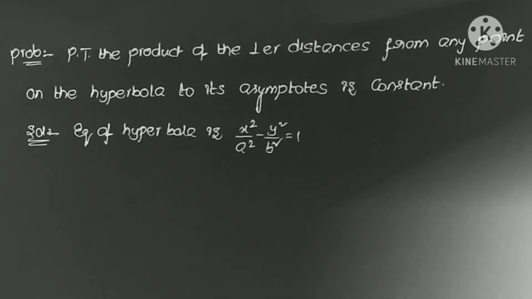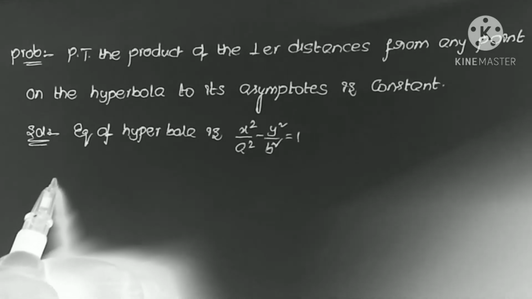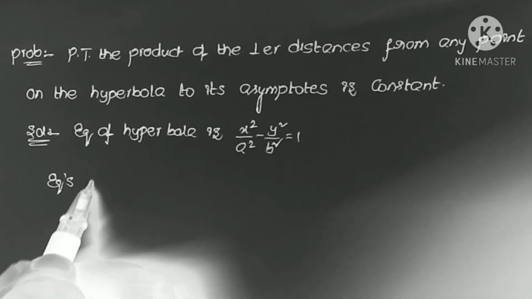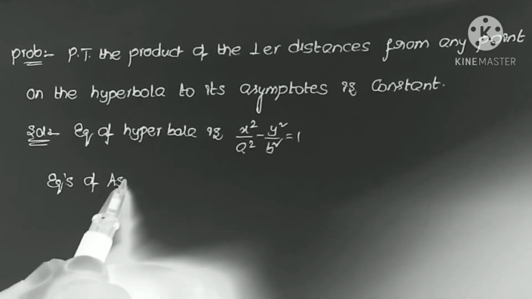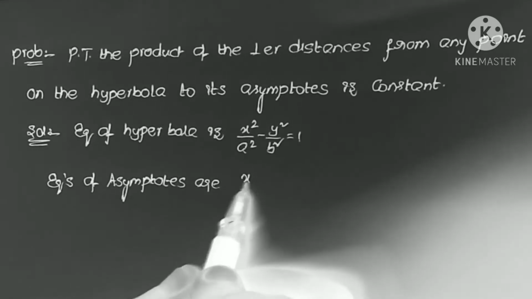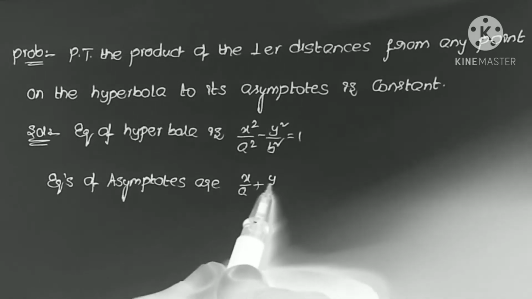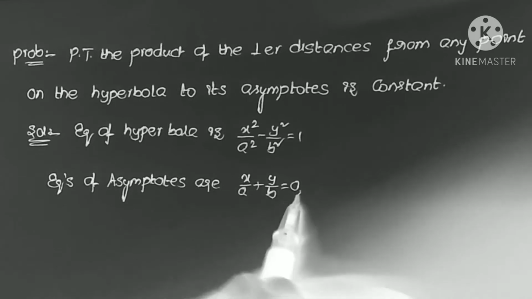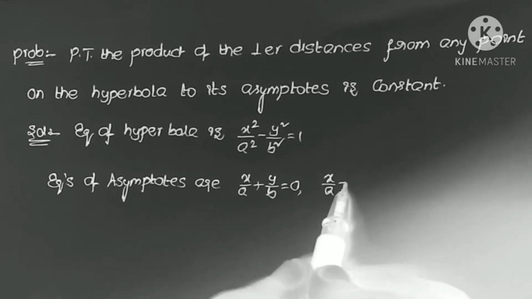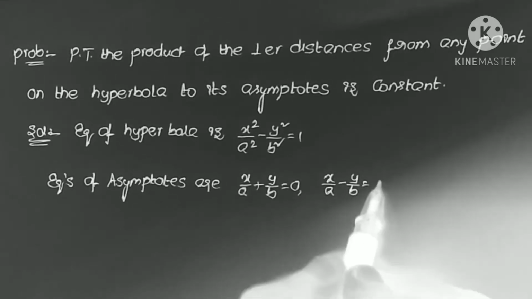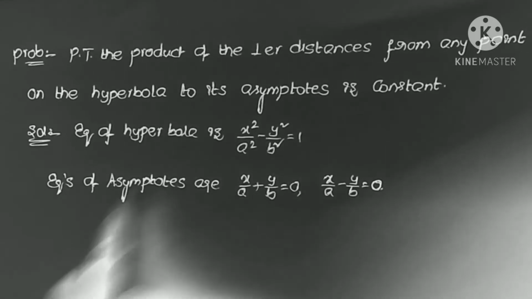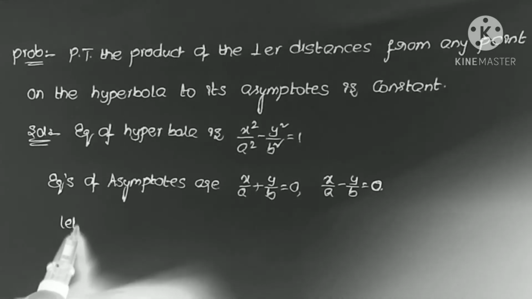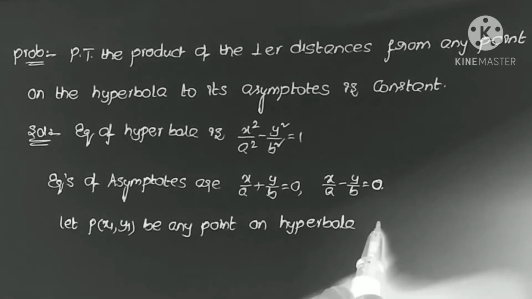Next we take the equations of the asymptotes to this equation. Equations of asymptotes are: first equation is x by a plus y by b equals 0, and the second equation is x by a minus y by b equals 0. Next we take any point on the hyperbola. Let P equals (x1, y1) be any point on the hyperbola.